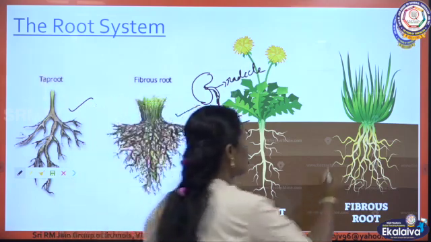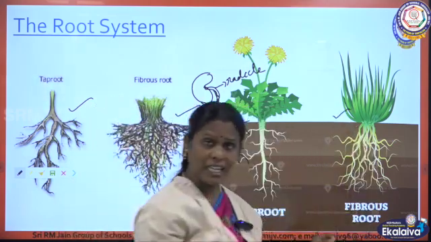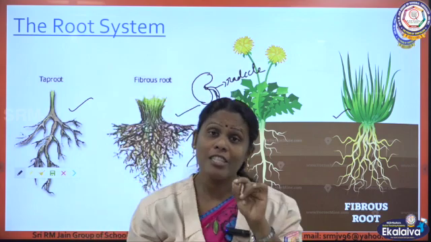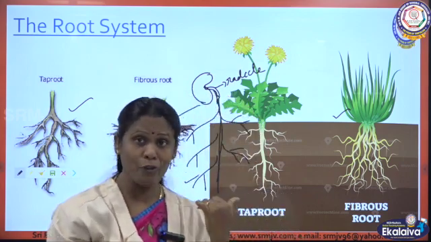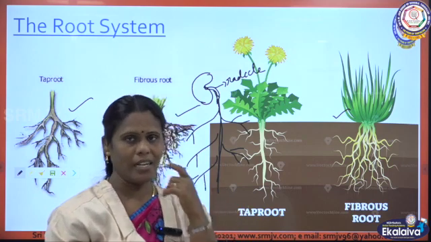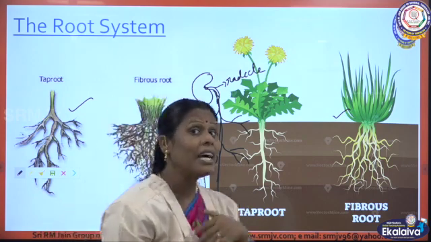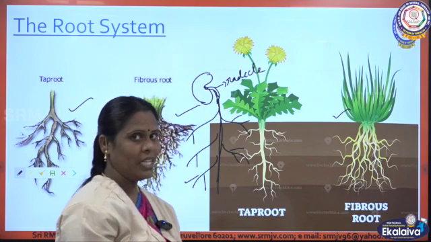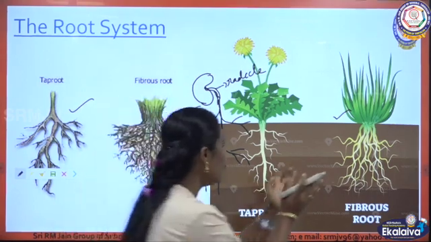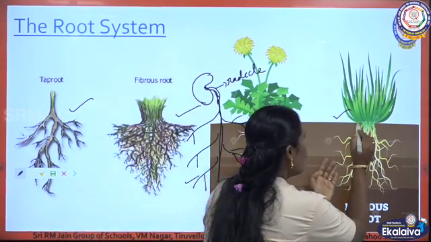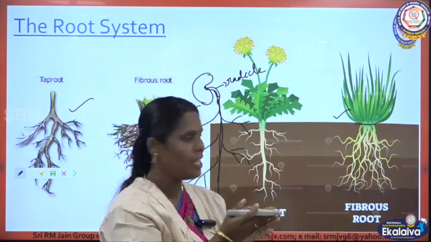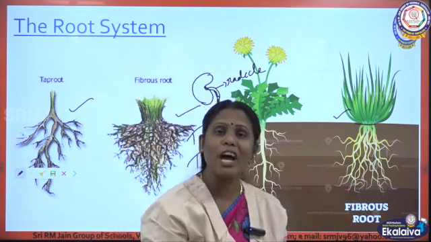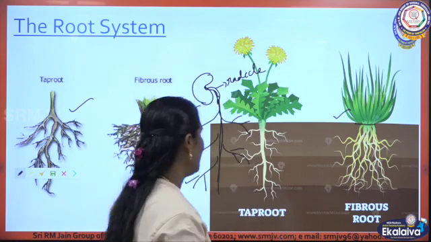Next, fibrous root. Here, the first root, the radicle, comes out from the seed, right? This is replaced. Then, a bunch of roots grows from the base of the stem. That is called a fibrous root.